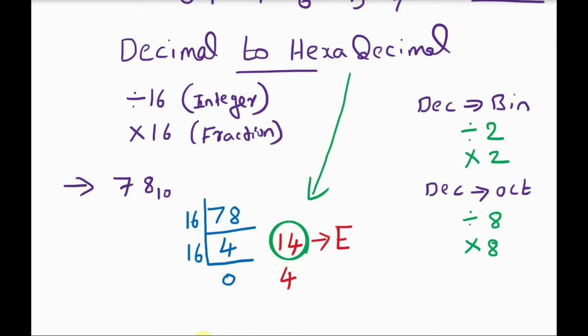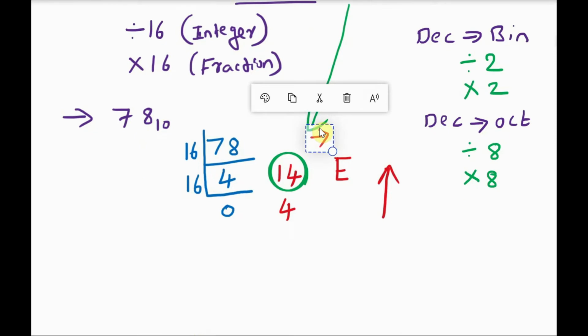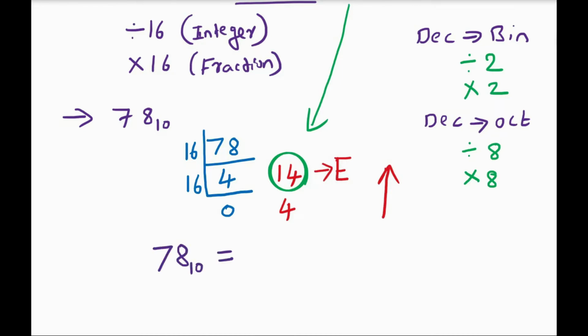So for the final answer, in the division method we have to write from bottom to top. So 78 to the base 10, that is the decimal number, is equal to: first we write the last remainder, that is 4, and finally the first remainder, that is E. That is 4E to the base 16. This is the final answer.